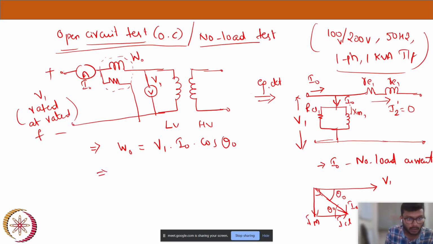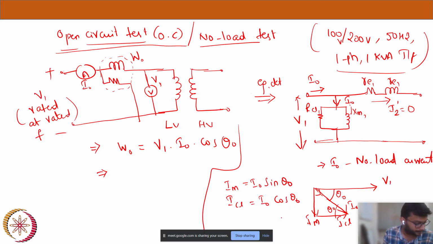Now from the phasor, what we can write is Im, that is Im1, equals I naught sin theta naught, and ICL, that is the core loss component, equals I naught cos theta naught. These two equations we just got from the phasor, but let's see what we will get from the wattmeter reading.